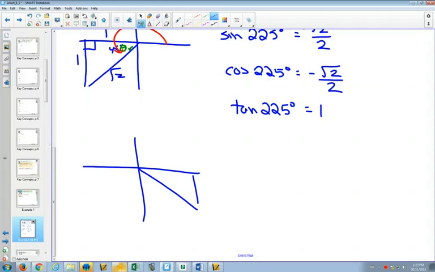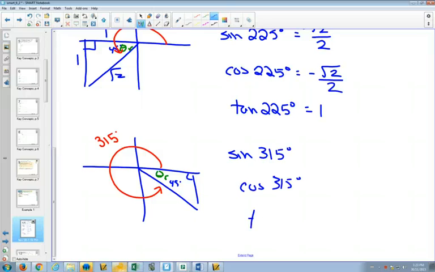The only quadrant we haven't done, quadrant 4, same thing would happen if you did a reference angle here, 45 degrees, 90 degrees there. Now we're looking at this angle. This will be 360 minus 45, 315 degrees. You can now do sine, cos, and tan. Which one's going to be positive? Only cos. Sine and tan will be negative.